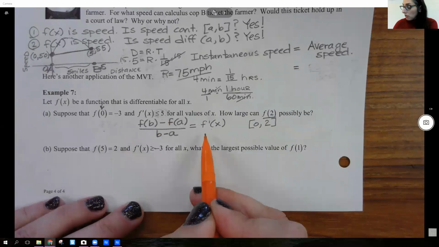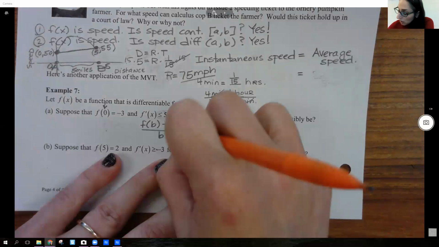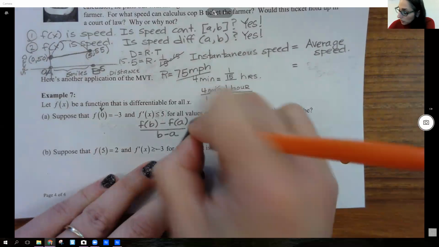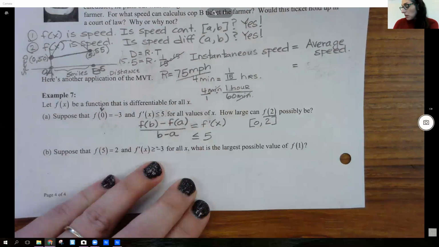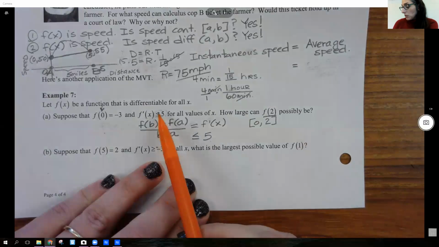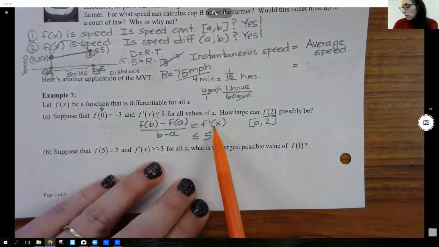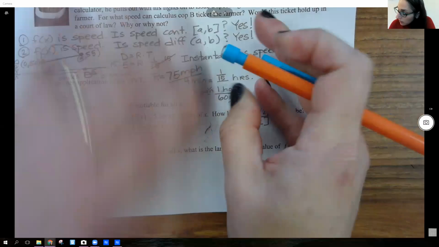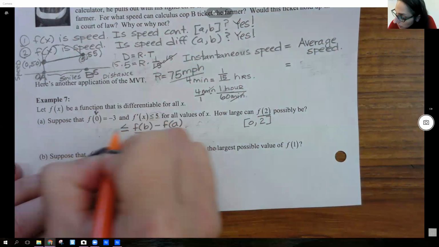I think we're okay. Would that make sense if we did this, or should we put it on the other side? If the derivative is less than or equal to 5, no, sorry, let's keep it on the other side, because otherwise it's saying it's greater than or equal to 5 the other way. So this should be less than or equal to 5.